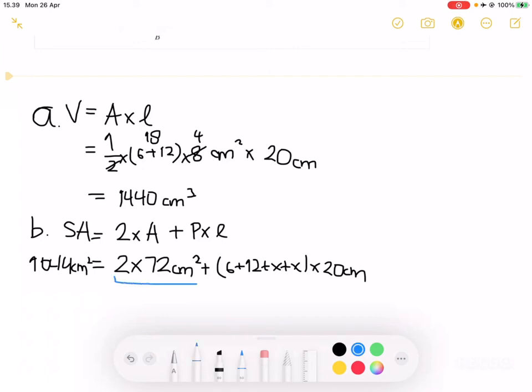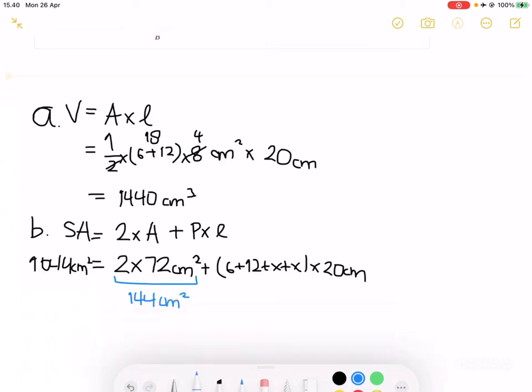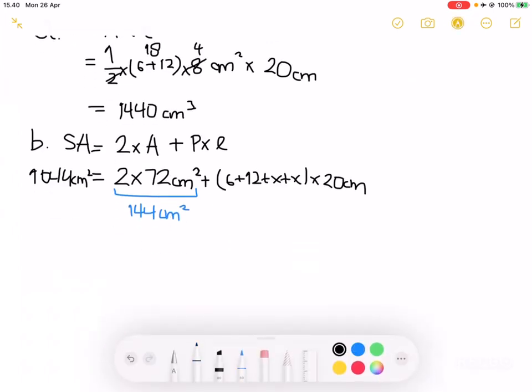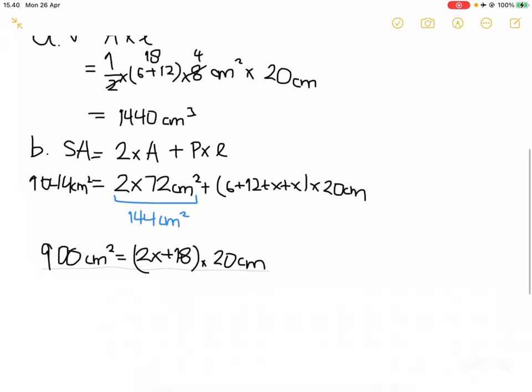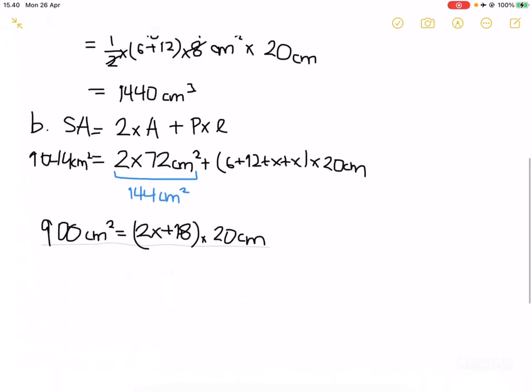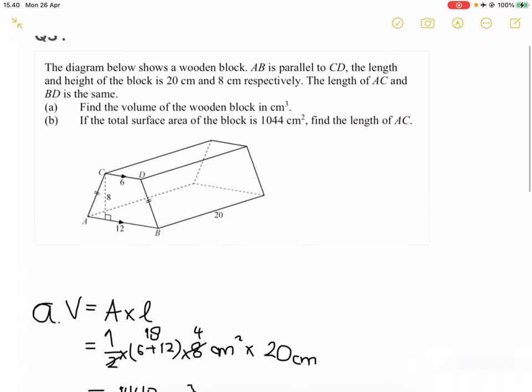Now notice this will be 144 centimeters squared. So we can subtract that on both sides. We can get 900 centimeters squared is equal to, this part would be (2x + 18) all times 20 centimeters. And now you guys just solve this equation and find the value of x.